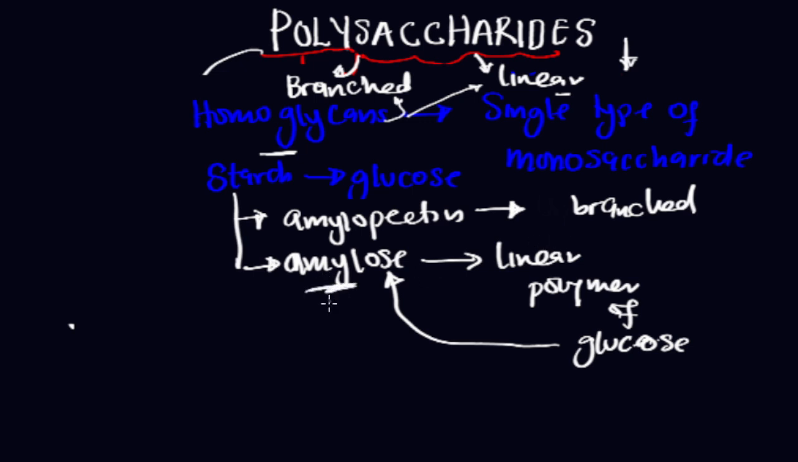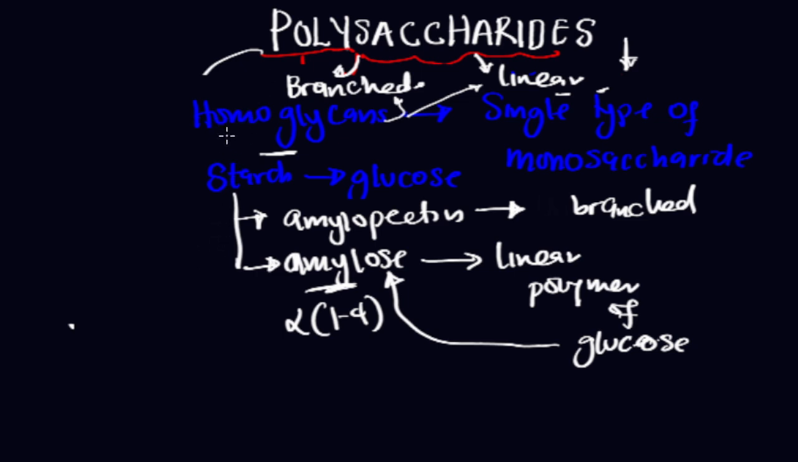But in the case of amylose, which is the straight polymer of glucose, it contains just simply alpha 1 4 glycosidic bond. Can you see that? So polysaccharide can be branched and also unbranched.